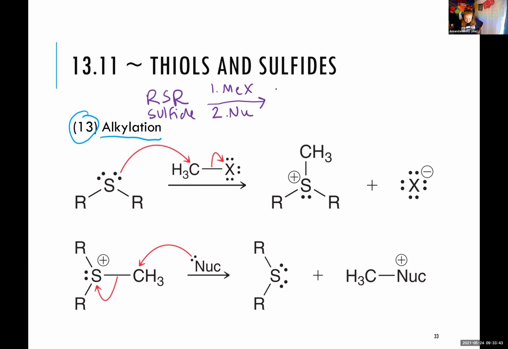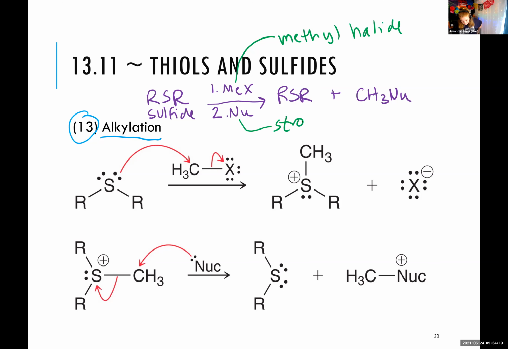The goal of this reaction isn't anything to do with the sulfur. We still get the sulfide in the end, but our methyl is going to be attached to the nucleophile. So the sulfur is really just acting as a messenger for this reaction. I'm going to give it some labels here. So this is our methyl halide. This is a strong nucleophile, but it can be any of our strong nucleophiles. And now we have a methyl bonded to whatever nucleophile we used.